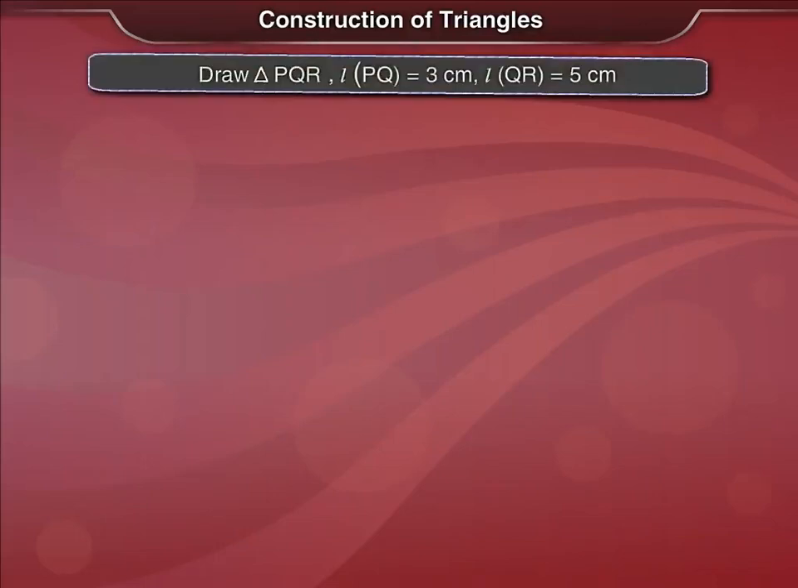Given the measures of the angles and sides of a triangle, let us find if we can draw a triangle of these given measures. Draw triangle PQR such that PQ is 3 cm and QR is 5 cm. Come on, let us try drawing this triangle.